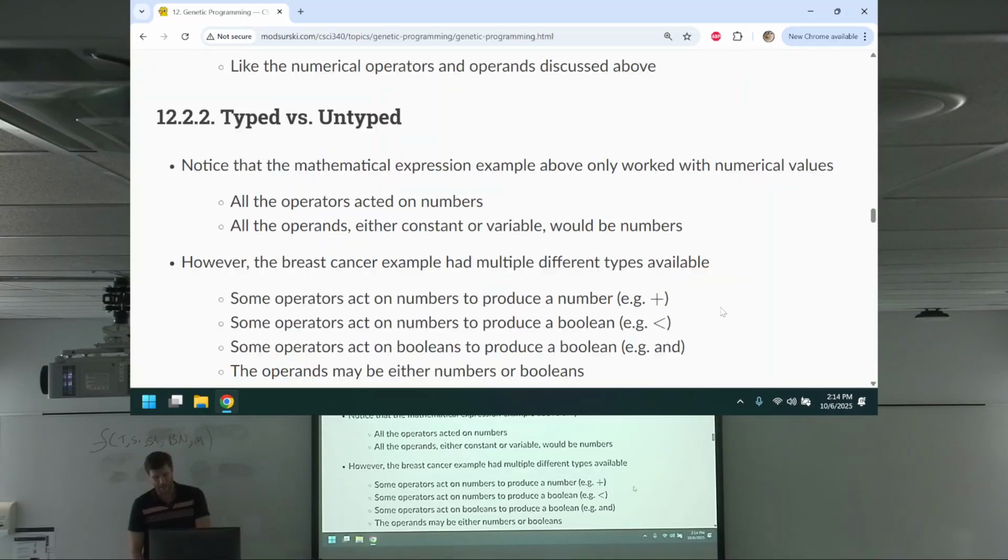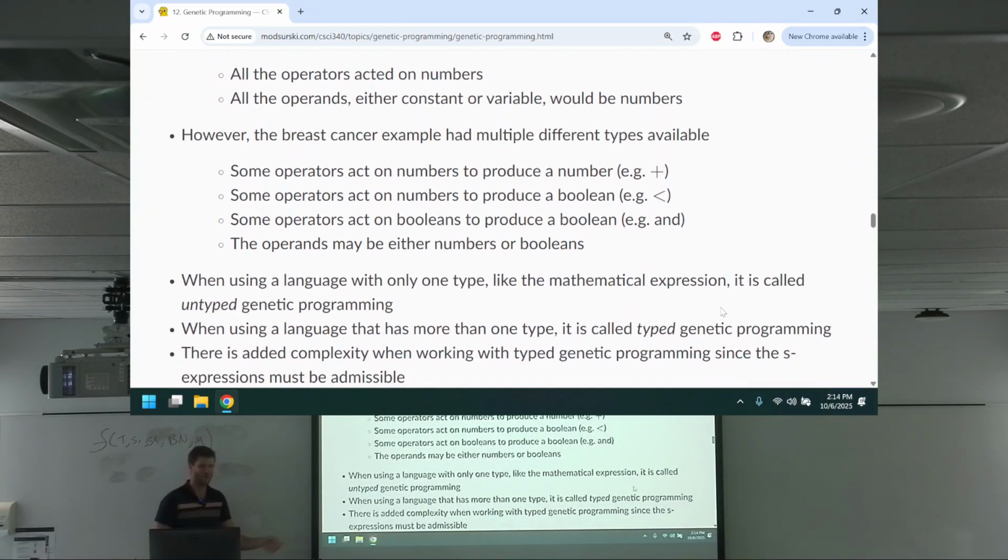Typed versus untyped. Okay, notice that the mathematical expressions only had numerical values. That's nice and easy. However, in the breast cancer example, we're mixing types. We have Booleans and numerical stuff. So there will be some overhead that needs to be taken care of to deal with this.